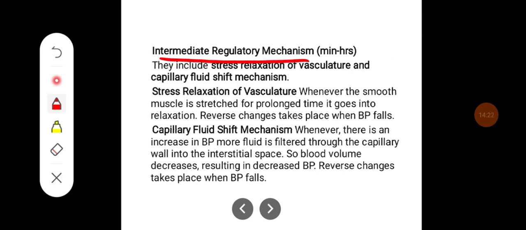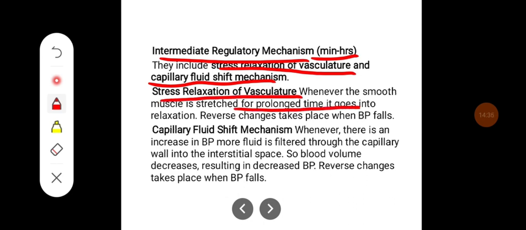Intermediate regulatory mechanism, which happens within minutes to hours. They include stress relaxation of vasculature and capillary fluid shift mechanisms. Stress relaxation of vasculature: whenever the smooth muscle is stretched for a prolonged time, it goes into relaxation, and reverse changes take place when blood pressure falls.